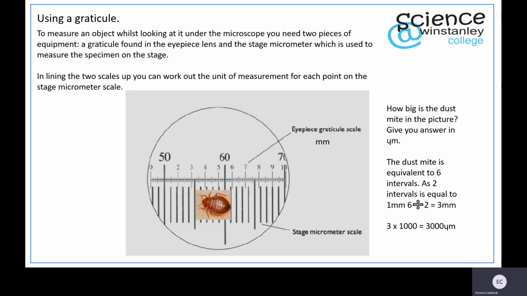The dust mite is equivalent to 6 intervals on your stage micrometer. We know that 2 intervals are equal to 1 millimeter. Now, 6 divided by 2 is 3 millimeters long. To get it into micrometers, you do 3 times 1,000, which equals 3,000 micrometers.